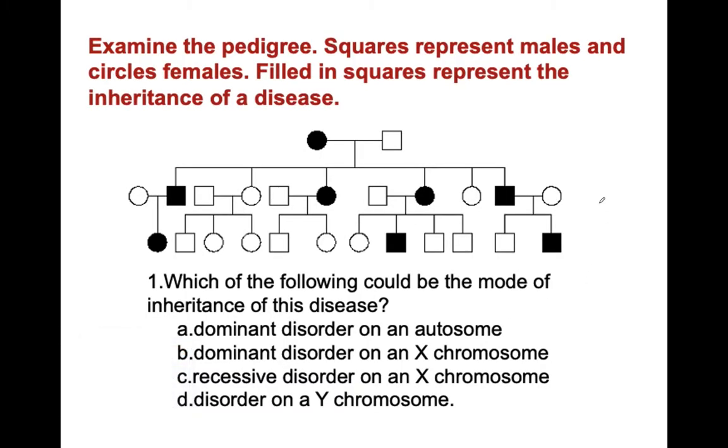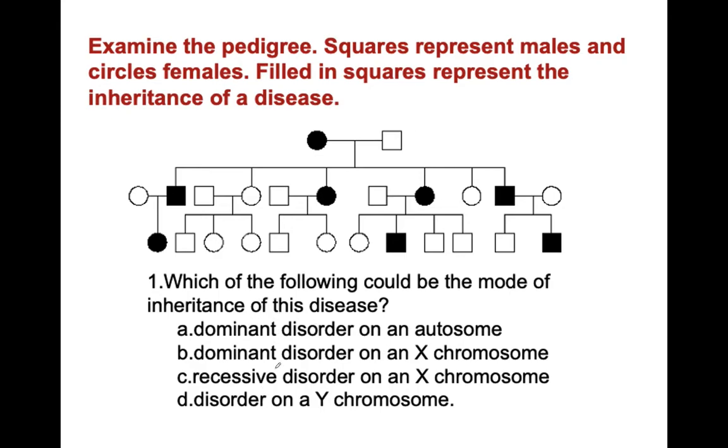Let's solve this pedigree together to apply some of those hints that I talked about. So here's a pedigree. The shaded symbol shows that that particular person is presenting with a disease, so we're following the inheritance of this disease. Squares represent males, circles represent females. So let's go through solving this problem.